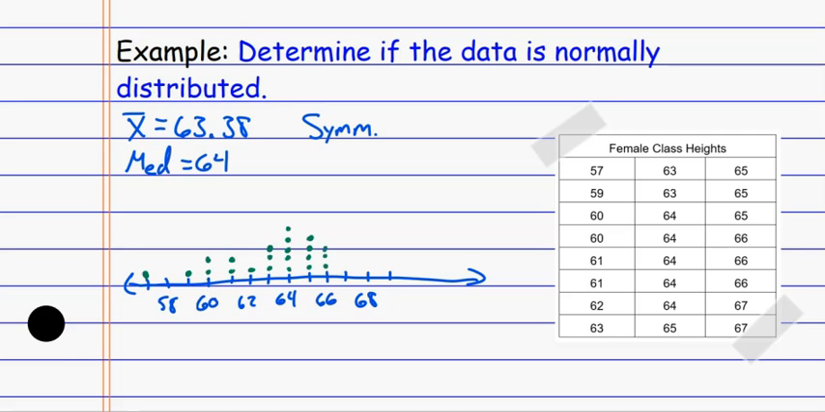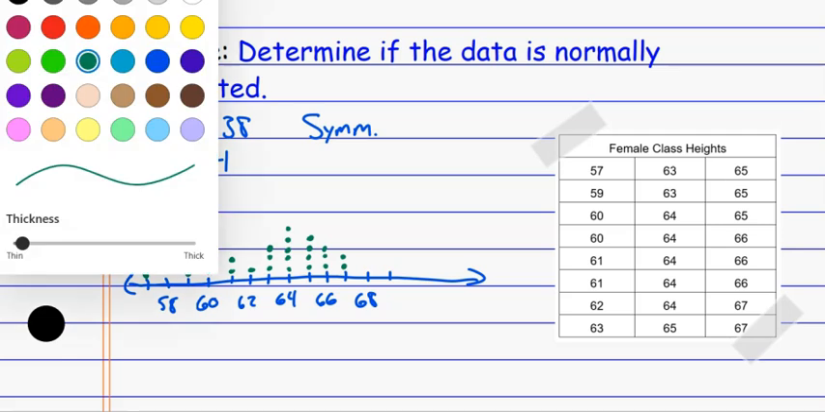Again, just filling in my dot plot. Okay, so when I look at this, yeah, it's somewhat symmetrical. It's not perfect. There is what appears to be maybe an outlier off to the side over here. So I'm still kind of on the fence on this one.